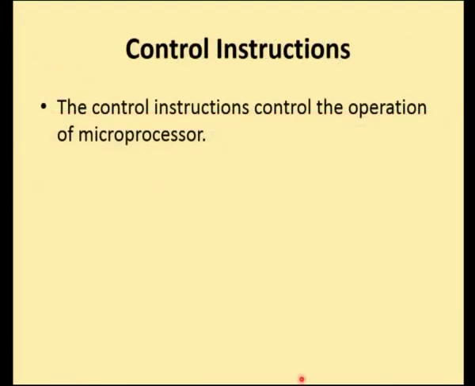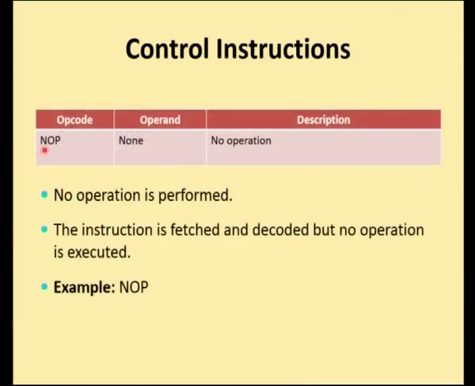The last one is control instructions, which are used to control the processor. One of the special instructions in this is NOP. NOP is no operation, it does not perform any operation, but we use it within the program to make a delay. This instruction is fetched and decoded, but no operation is executed. Whenever we want a delay, we can use this instruction NOP.